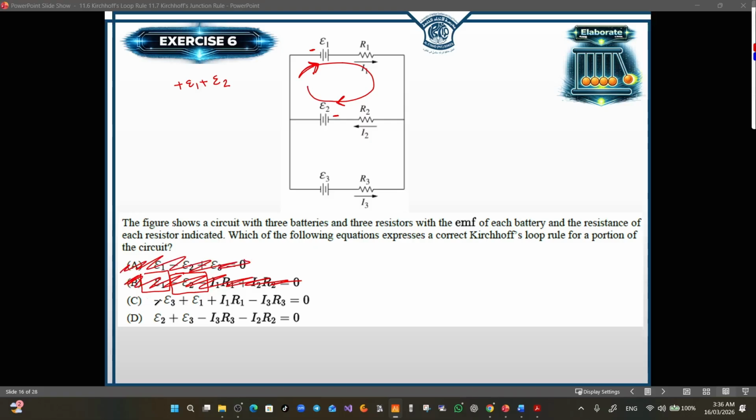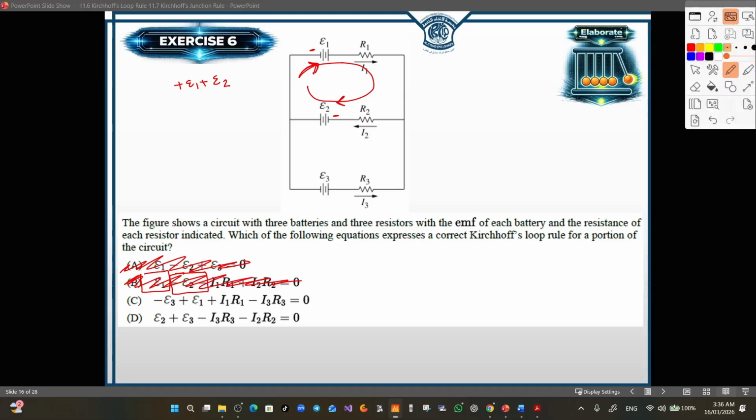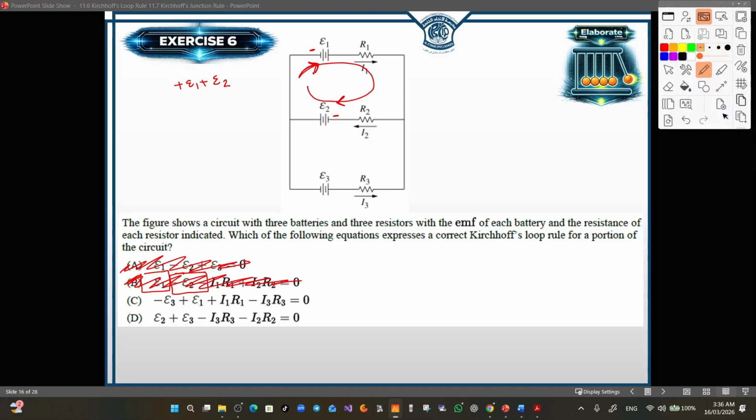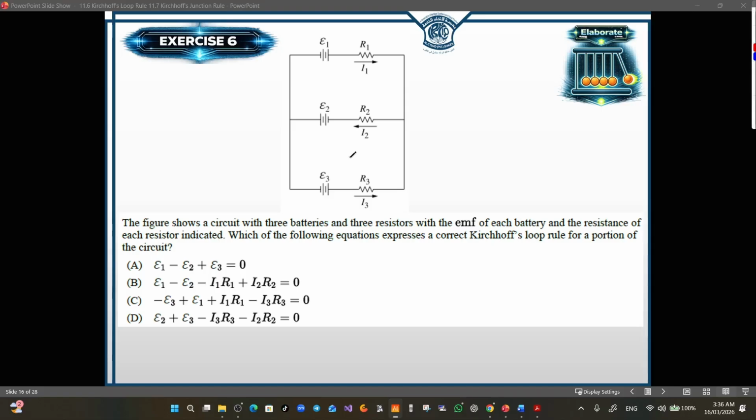Now what about C? C contains E3 and E1, which means we are talking about which loop? The loop that contains E3 and E1, and I mean by that this big loop. Now what will be the direction of rotation? The direction of the loop should give us minus E3. To give us minus E3, the direction of rotation will be clockwise, because we are entering the positive terminal, so E3 should be written as minus E3. Now we complete the loop to E1. We are entering the negative terminal, so this is plus E1.